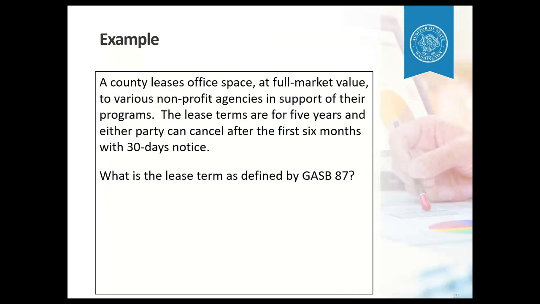Another example. Okay, this time we have a county that leases office space at full market value to various nonprofit agencies in support of their programs. The lease terms are for 5 years, and either party can cancel after the first 6 months with a 30-day notice. So what is the lease term as defined by GASB 87?